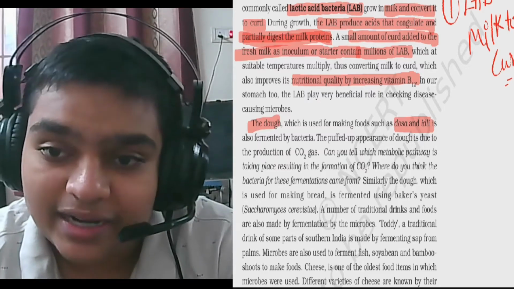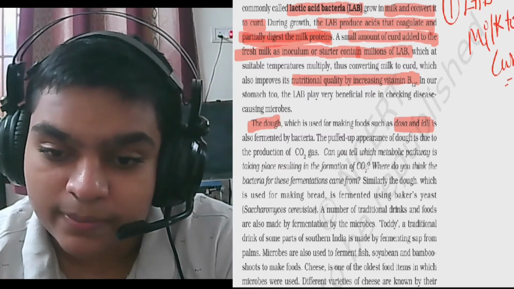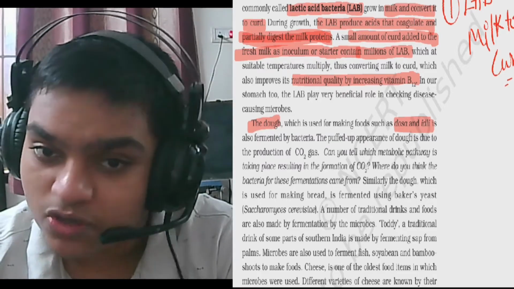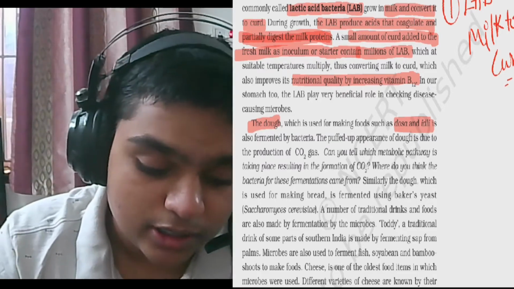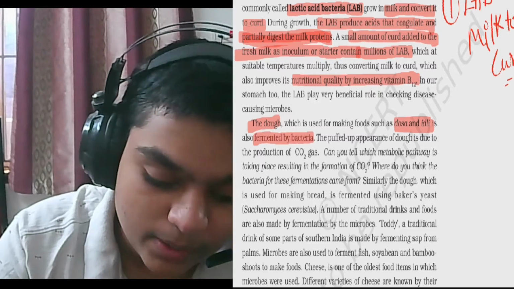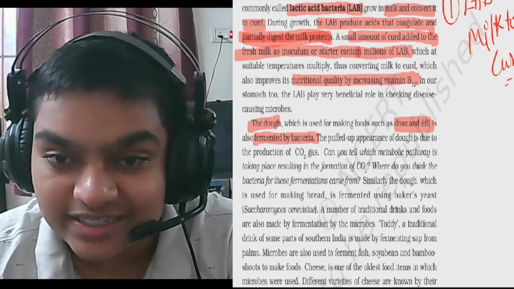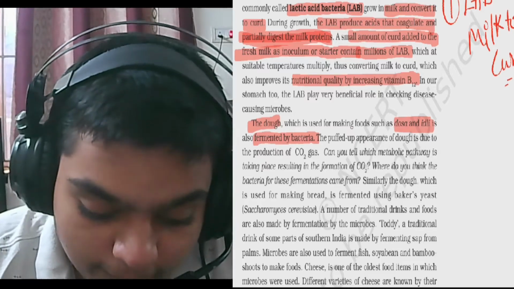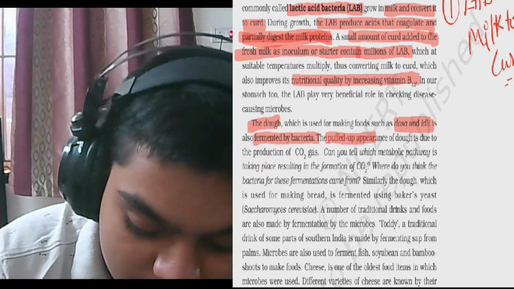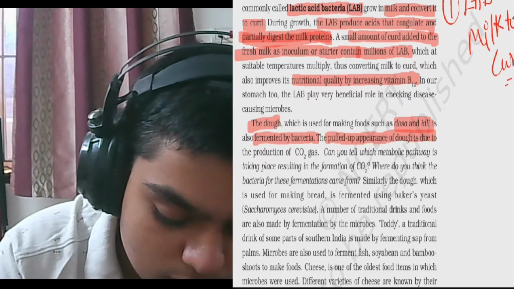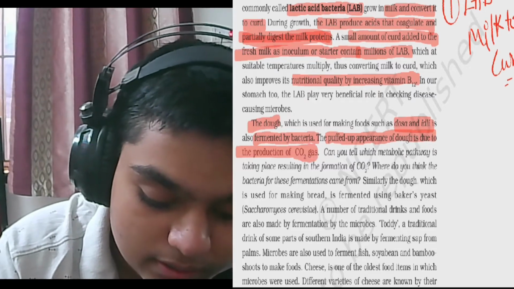Idli and dosa batter is fermented by Leuconostoc mesenteroides. We have already discussed this. It is not mentioned in your NCERT. They only said fermented by bacteria, but just remember the name Leuconostoc mesenteroides. Now the puffed appearance of the dough is due to the production of CO2 gas.